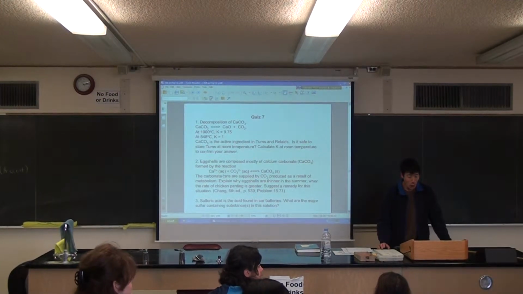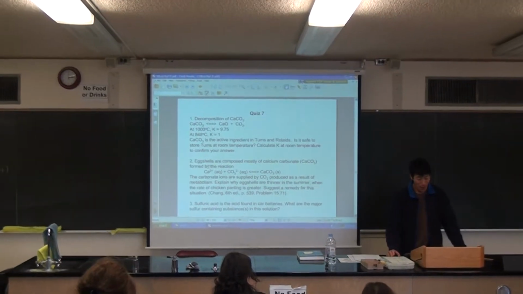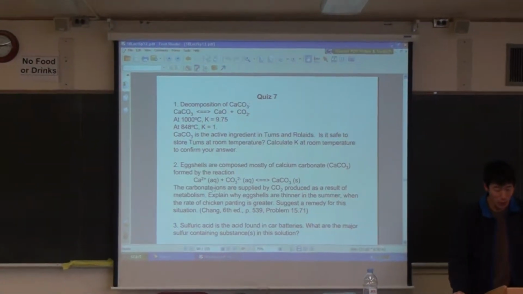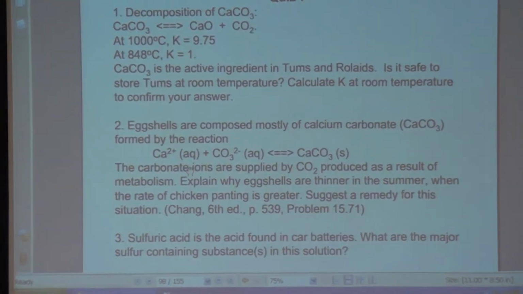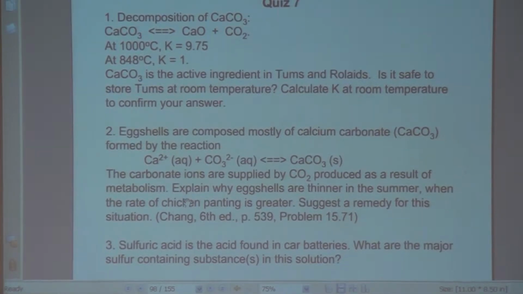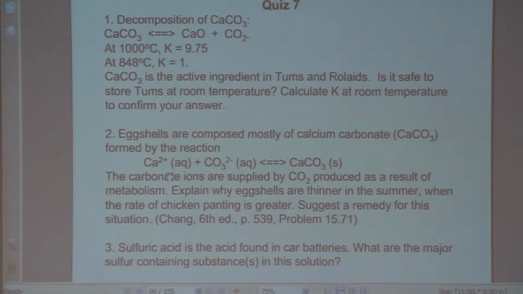Okay, so let's review question 2 from quiz 7. In this question, it says eggshells are thinner in the summer when the rate of chicken panting is greater. So when a chicken pants, what's happening? Yeah, so they're releasing CO2. Now, is CO2 in this equation anywhere? I don't see CO2.